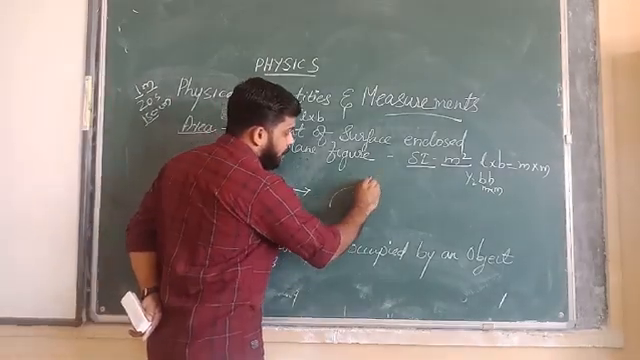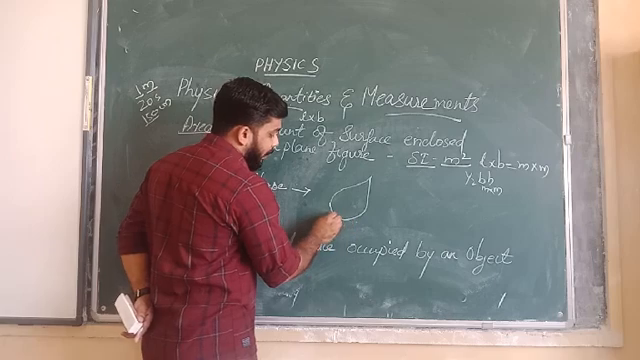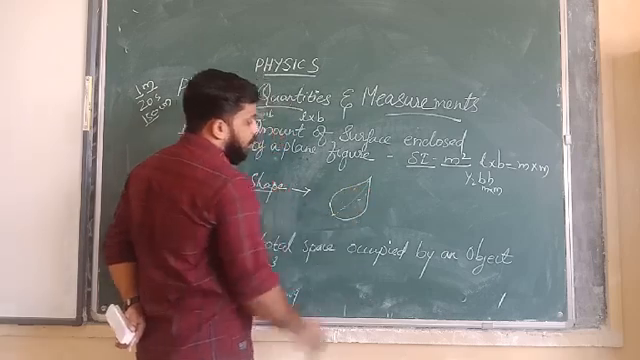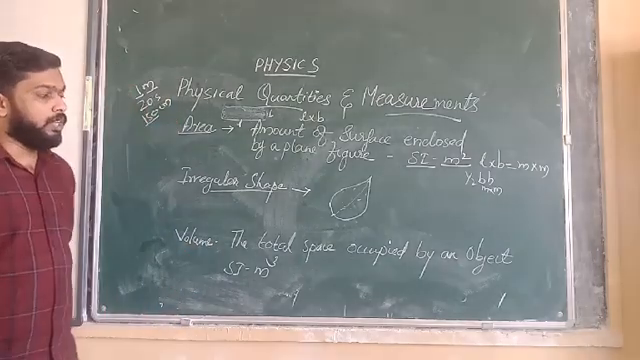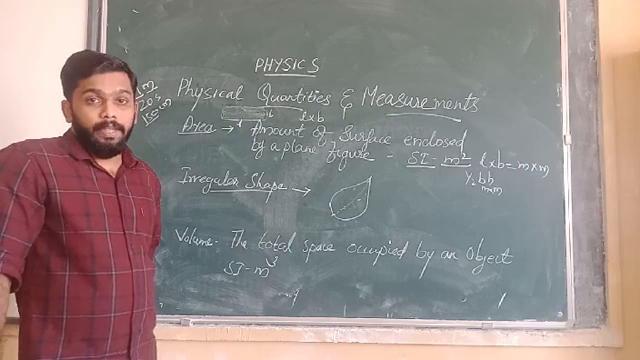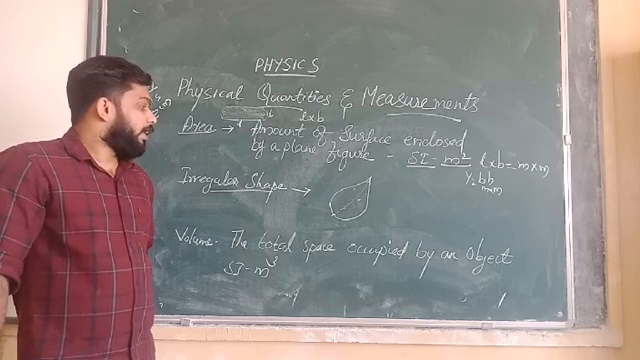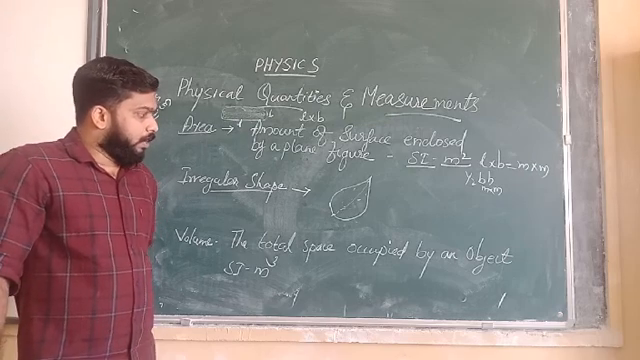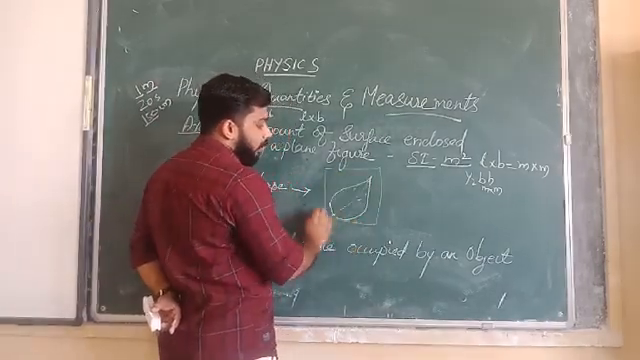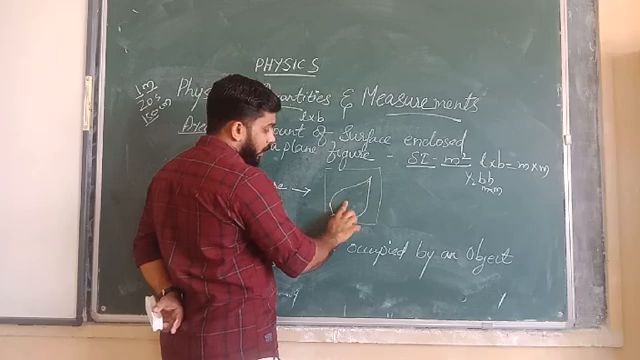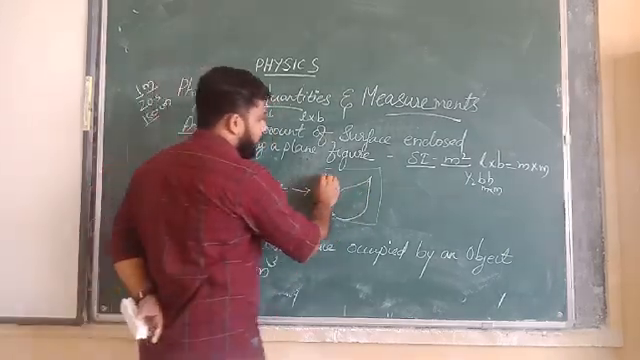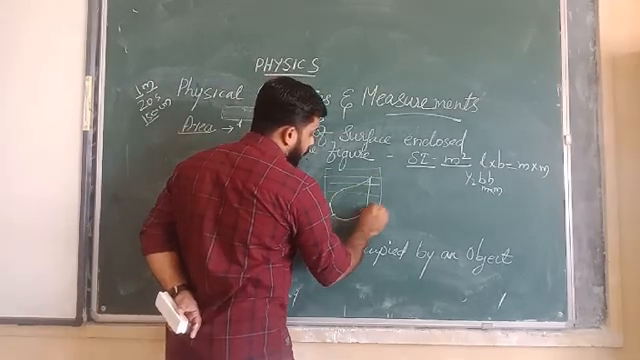For example, you have already studied this one. If there is an irregular shape, a leaf I am considering, it doesn't have a regular shape, it is just a leaf. How can I measure the area of this leaf? I will keep the leaf on a paper, take the outline, and remove the leaf from the paper. Not a single paper, we are using graph paper.